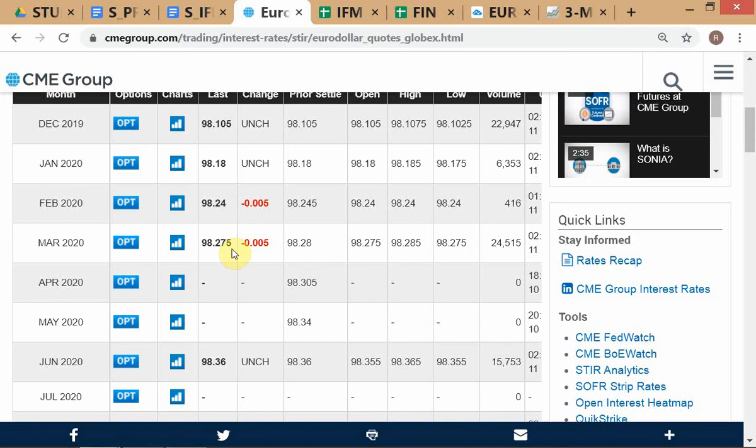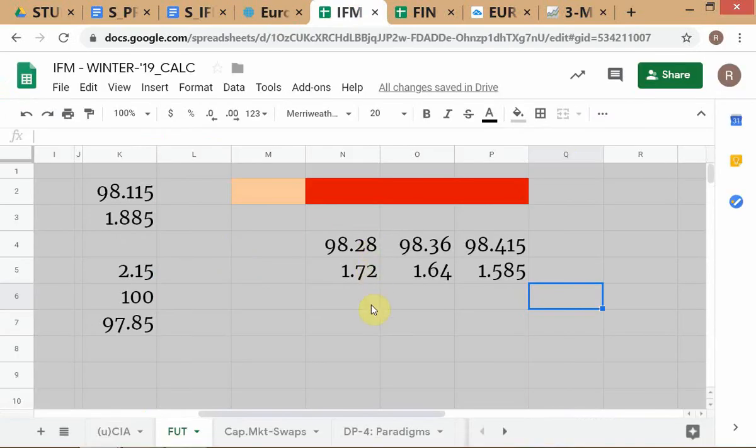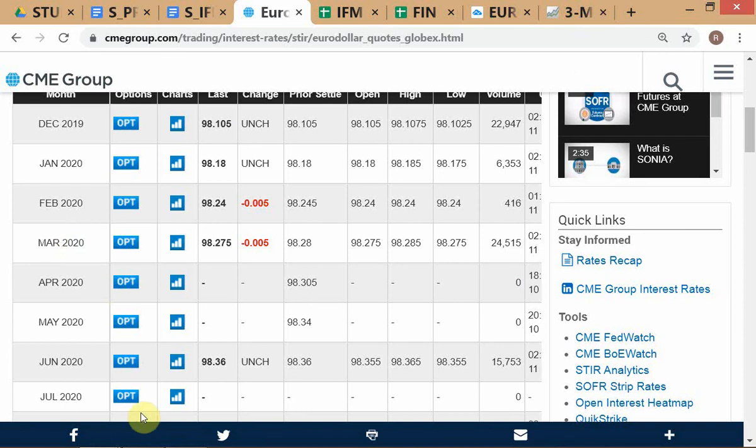Now the price has changed. So the price is going to be 1.72. Are you following this? Understand first what is the meaning of the EuroDollar futures price. This is the entire EuroDollar futures curve, and this is what it means across the curve. That means for June, what is this now?